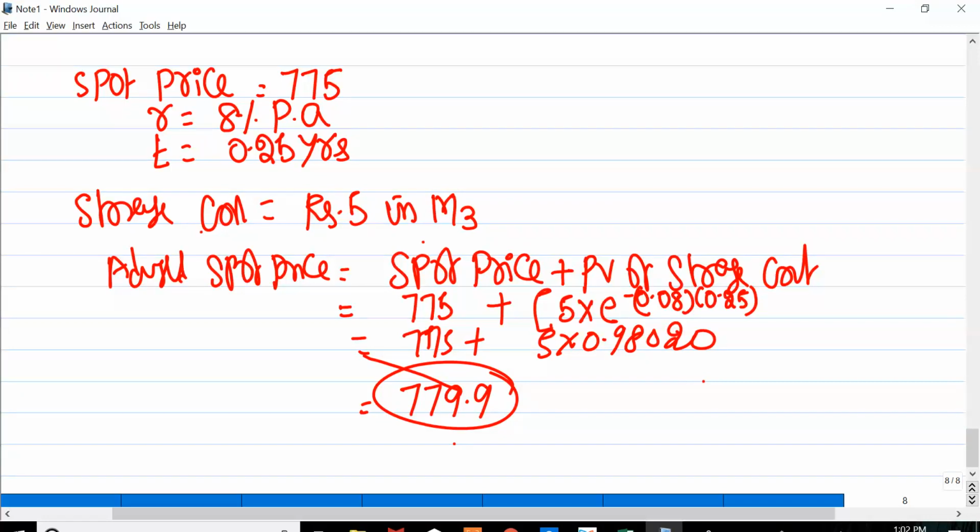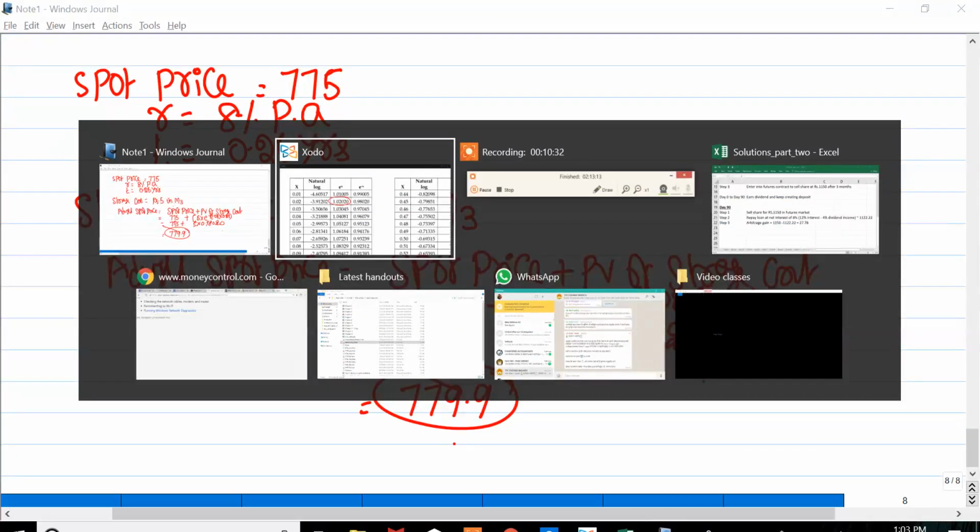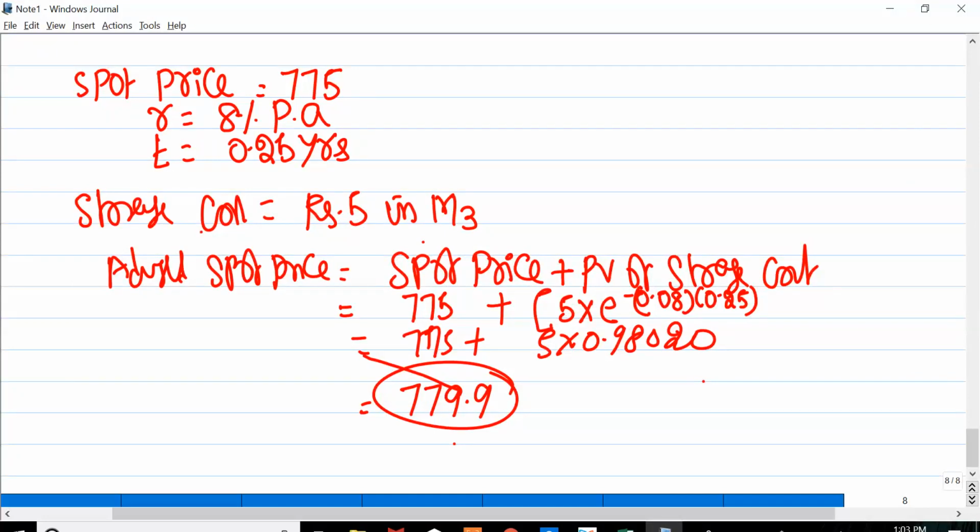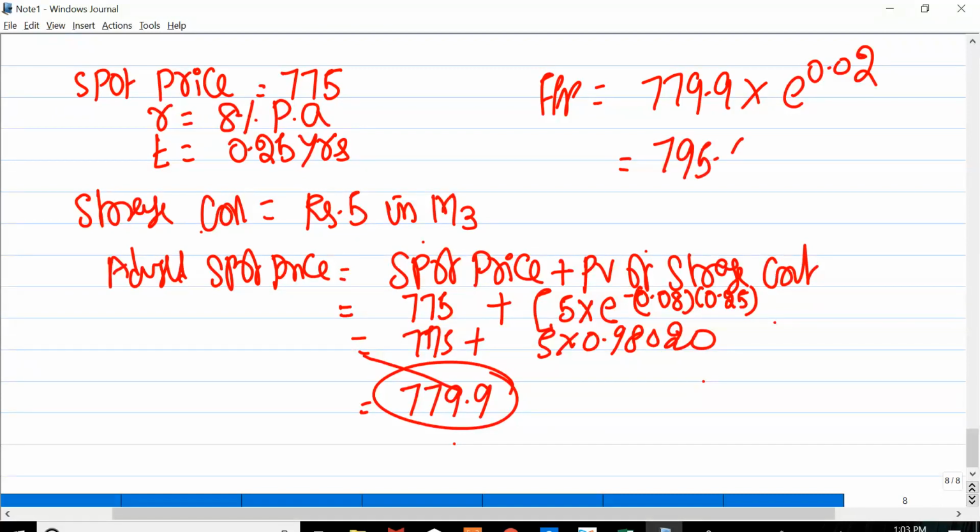Any doubts in this? Now use this and get the fair futures price. Fair futures price is equal to 779.9 into e power 0.02. What is the answer? Any doubts in this? Clear? This is the fair futures price as per our calculation. Can we proceed?